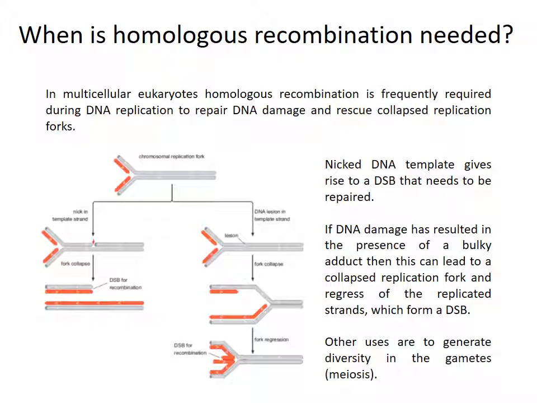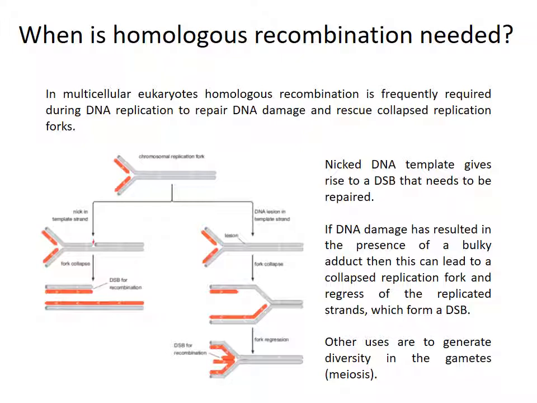There's a second way in which DNA replication can give rise to double strand breaks, and that's by something called a collapsed replication fork and fork regression. This occurs where a lesion is present in the DNA template strand that the replication fork hits, causing the fork to collapse and sometimes invert back inwards on itself, which can again lead to the formation of a double strand break. This structure will be detected as a double strand break by the cell and would require resolution and repair.